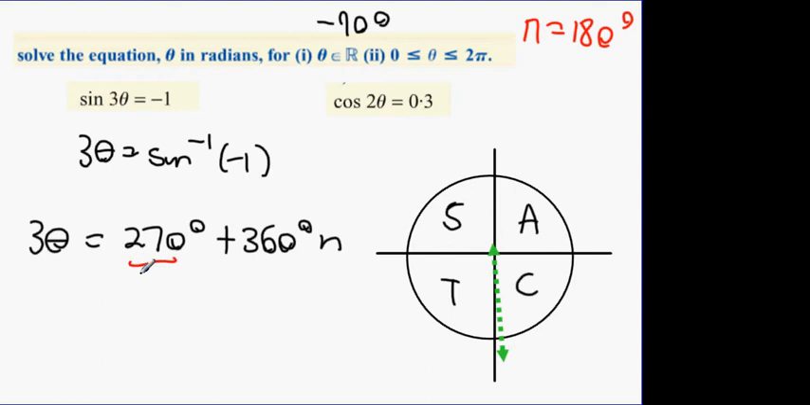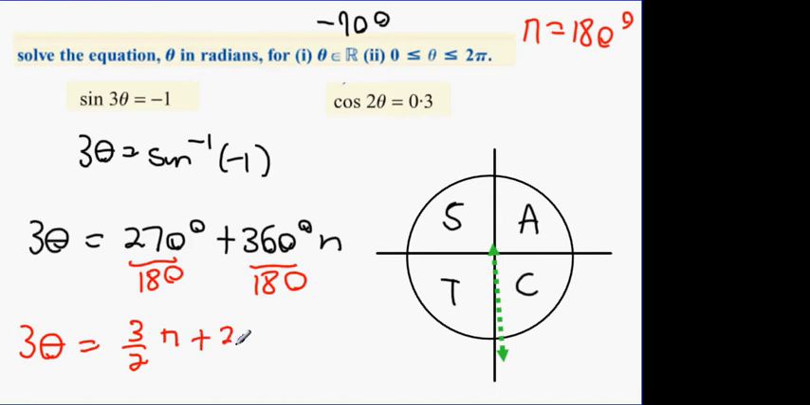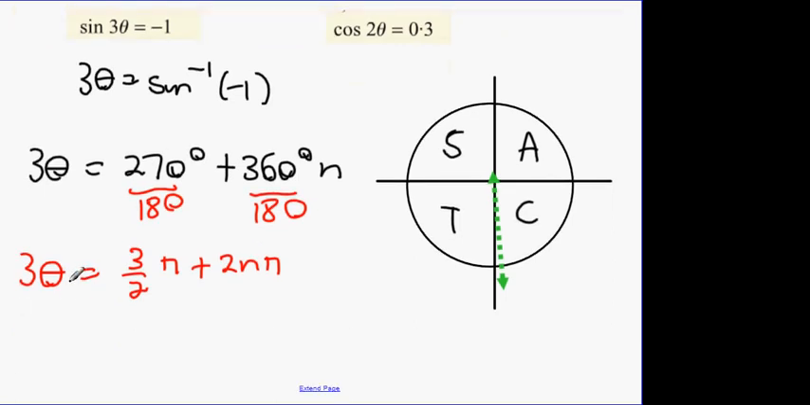So what happens when I divide by 180? I get 3 theta equals, that's going to be 3 over 2 pi. And this one here, 2 n pi. Now it's in radians. Upon completion in radians, we still don't have theta. We have 3 theta. Divide across by 3. And we're going to get pi over 2. Oh, sorry, just pi over 2, excuse me. Pi over 2 when you divide across by 3. Divide this one across by 3. 2 over 3 n pi.